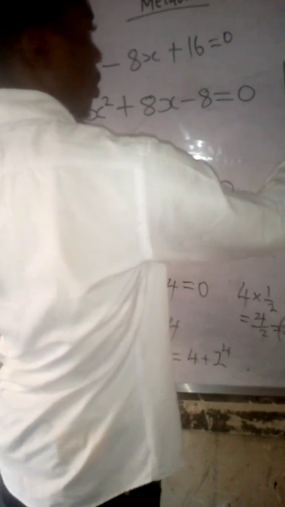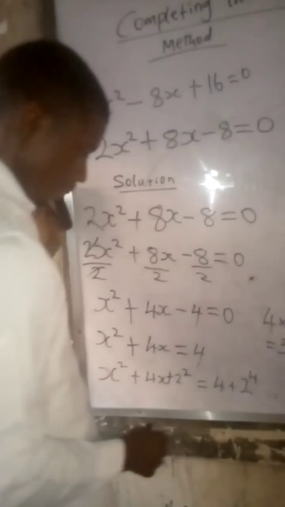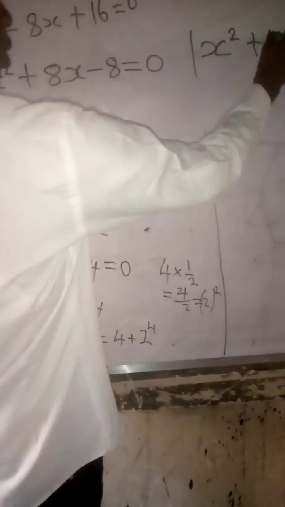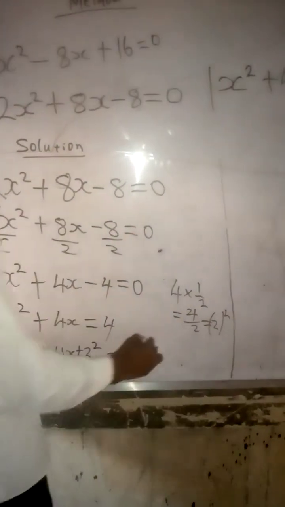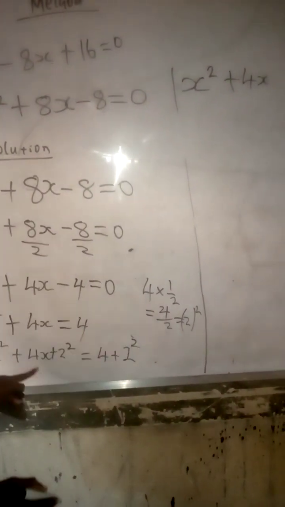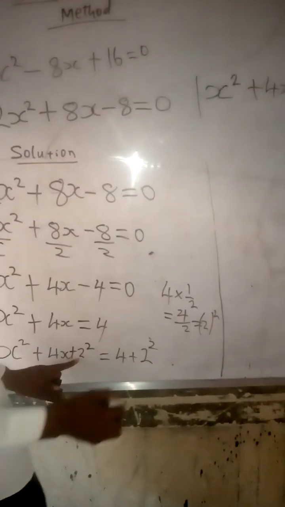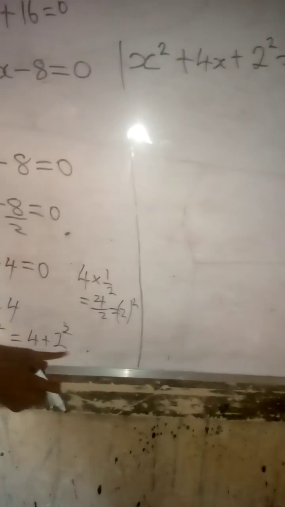So x squared plus 4x plus 2 squared, which is equals to 4, is equals to 4 plus 4, which is 8.